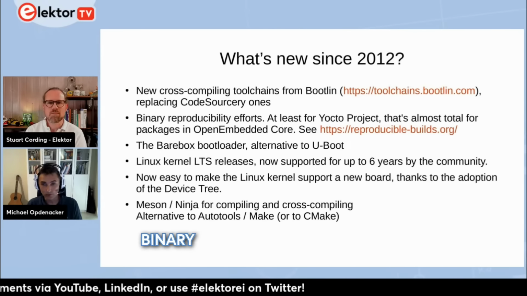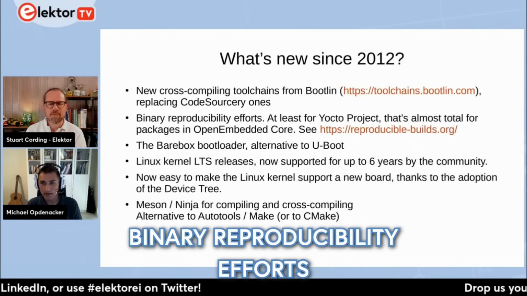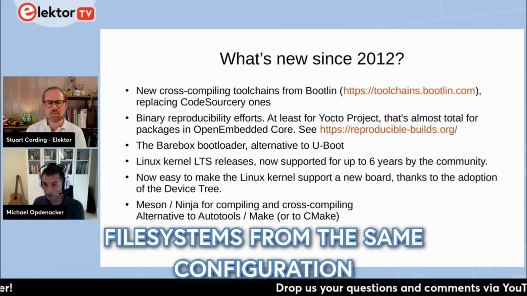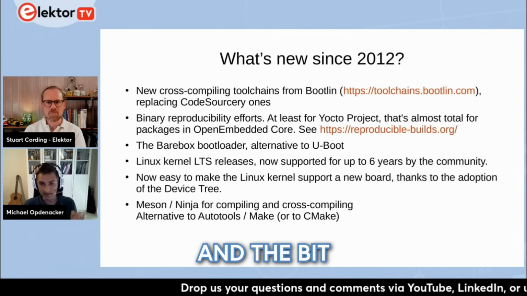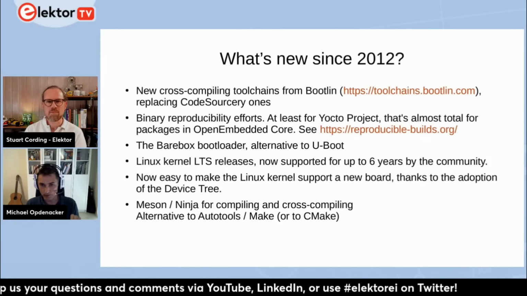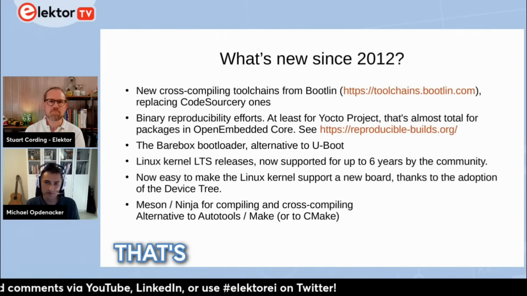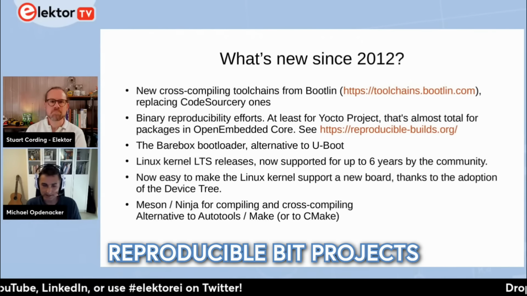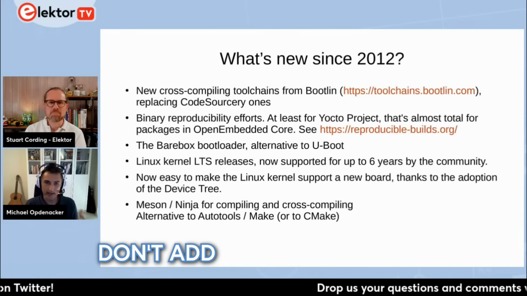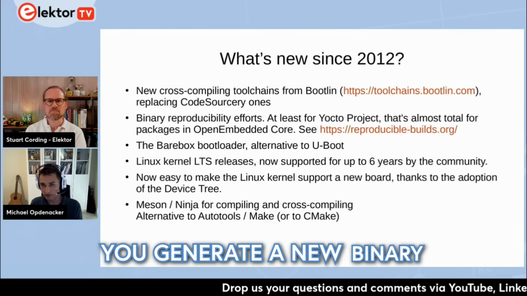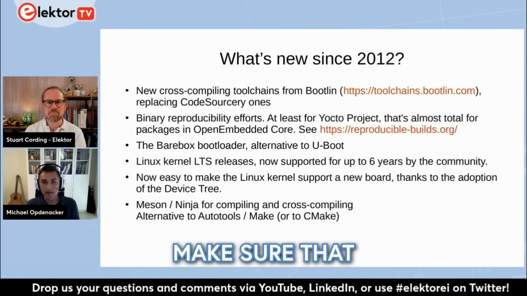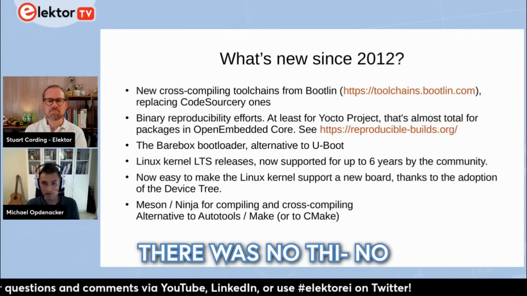There's also the binary reproducibility effort. At least in the Yocto Project, for example, when you generate two file systems from the same configuration, they're going to be the same bit for bit. Every bit will be the same, and if you make a change, just the bits that you change will differ. That's together with the Reproducible Builds project, and really that helps with validation. You're sure that you don't add backdoors when you generate a new binary. If the binary was completely different, how can you make sure that there was no evil thing added to the image?